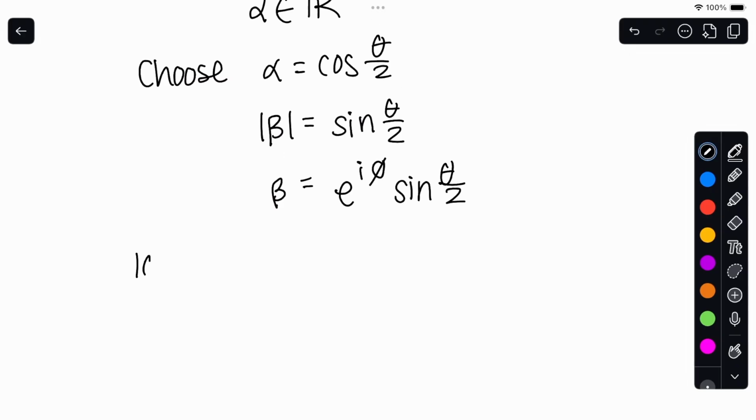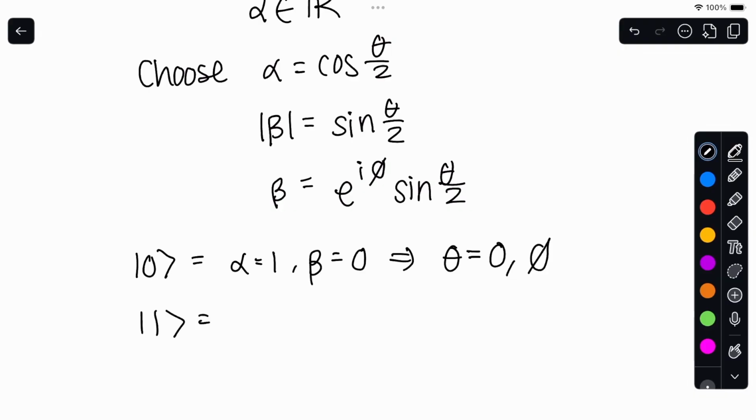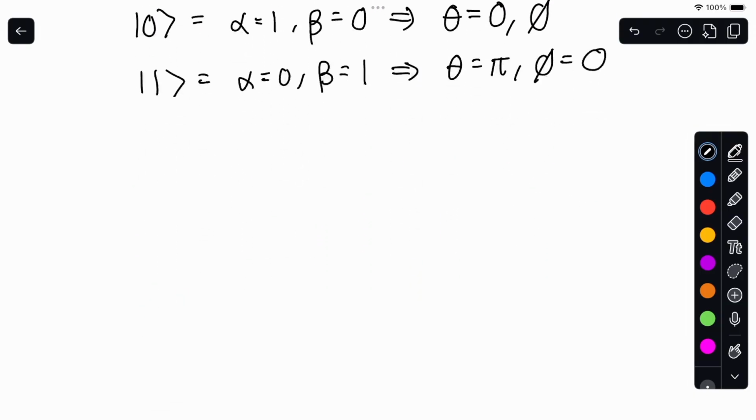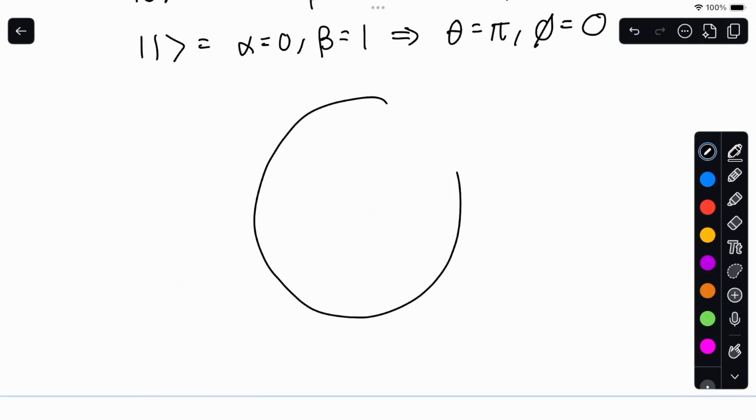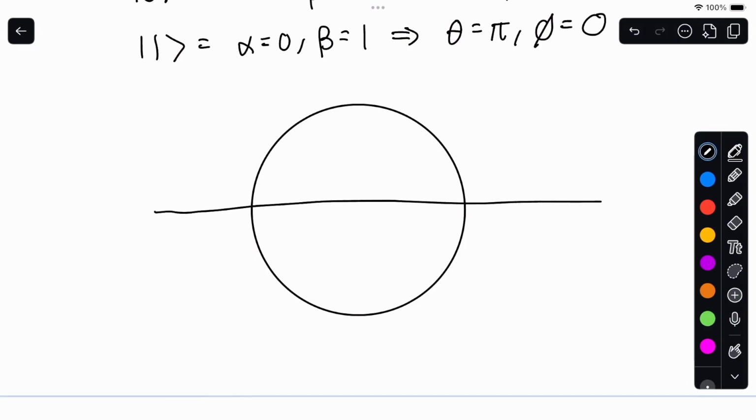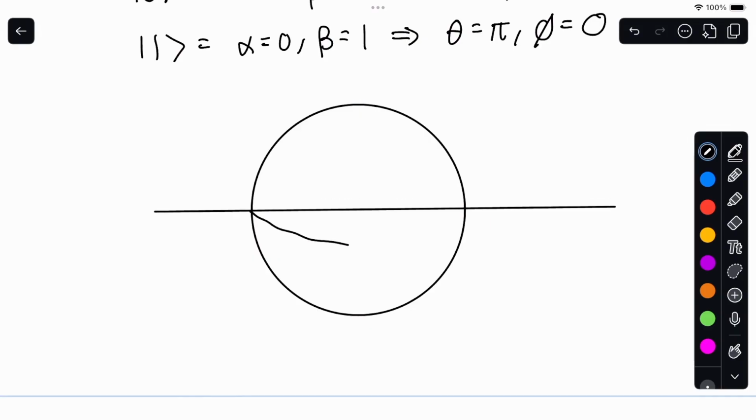So there's two cases that we know really well. So 0 is the case where alpha equals 1 and beta equals 0, which can be satisfied by theta equals 0, and phi can be anything. And then we also have our 1 state, which is alpha equals 0, beta equals 1. And this can be realized when theta equals pi and phi equals 0. So we can draw this on a sphere.